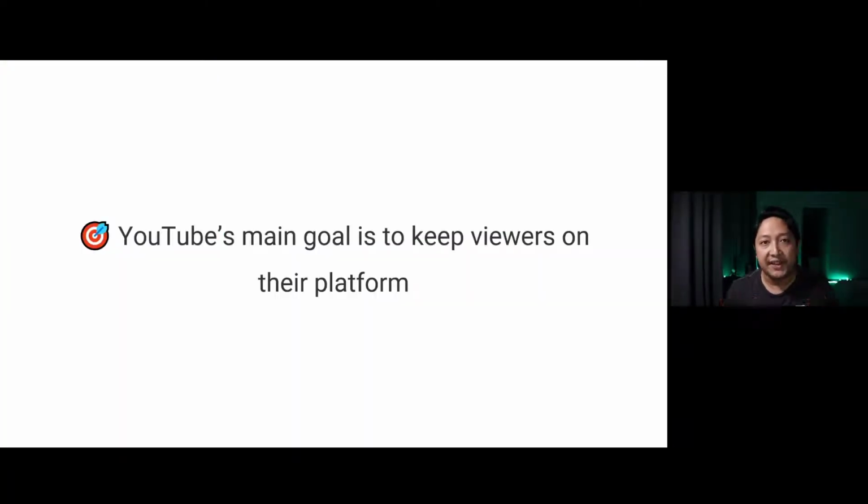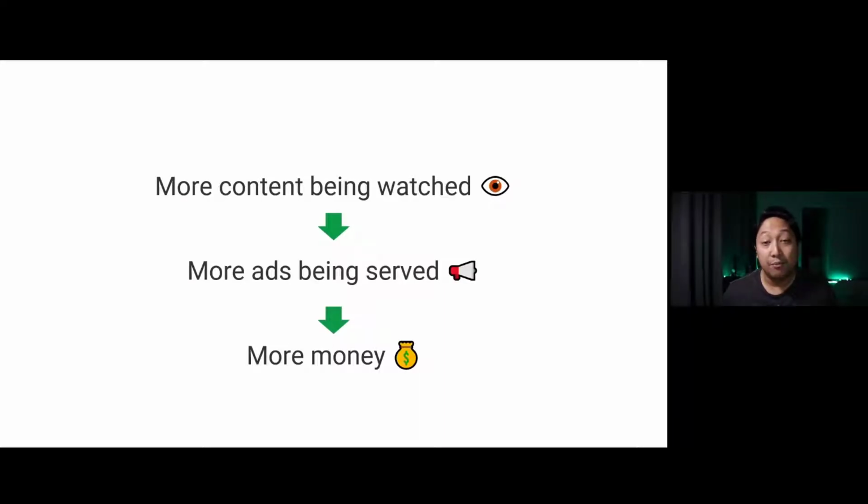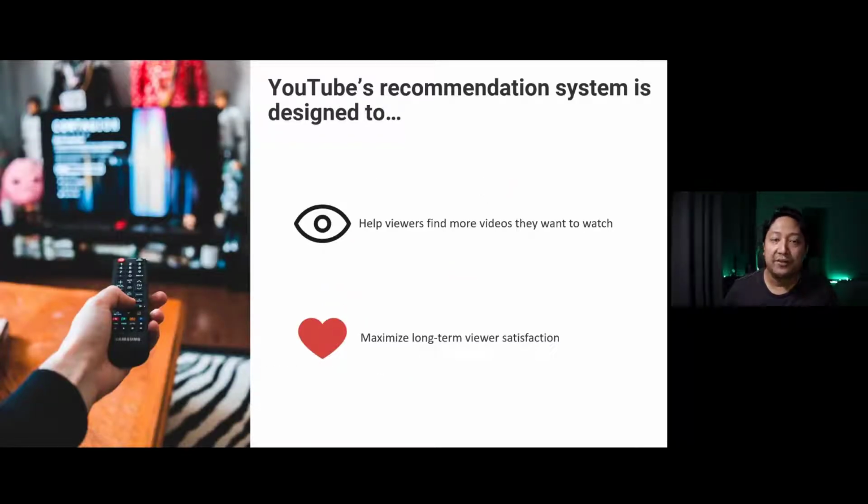First things first, you have to understand that YouTube's main goal is to get people to stick onto their platform as long as possible. And here's why. More content will be watched, and that leads to more ads being served, and that means more money. And from there, the recommendation system is designed to achieve two main things. First is to find more content that the viewer wants to watch, and secondly, they want to maximize long-term viewer satisfaction. So it's not just good enough that you watch the next piece of content that's interesting. YouTube wants to make sure that as a viewer, you are happy about it.